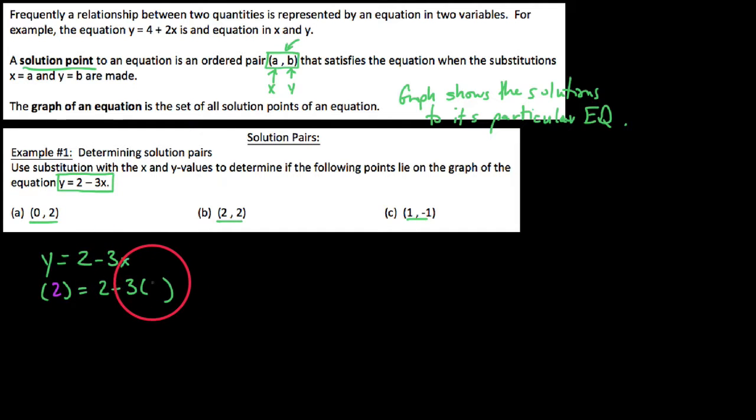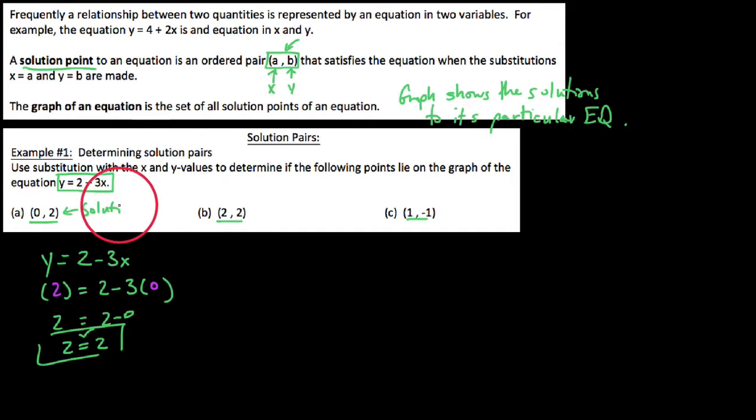In this case, our x value is 0. Simplifying both sides using order of operations, we get 2 on the left, and on the right side we do 3 times 0 first, so we get 2 minus 0. In other words, 2 is 2. This verifies that this is a solution point and would therefore be on the graph of this equation.